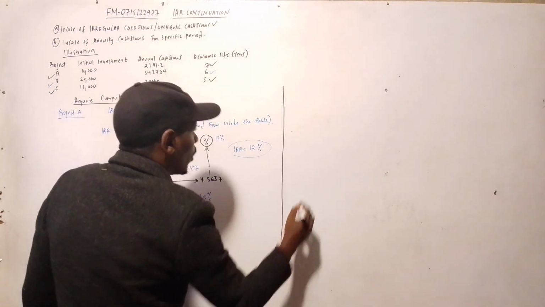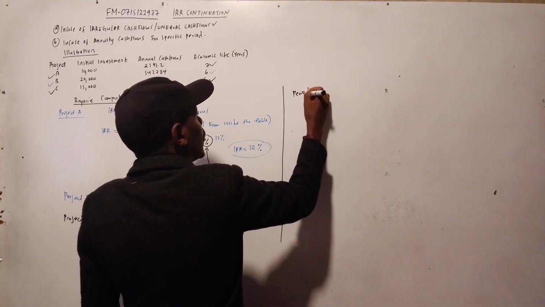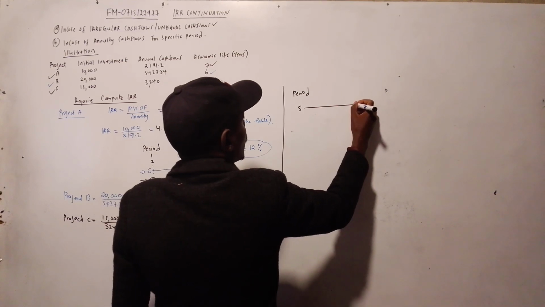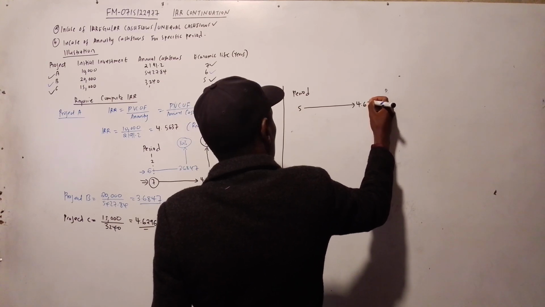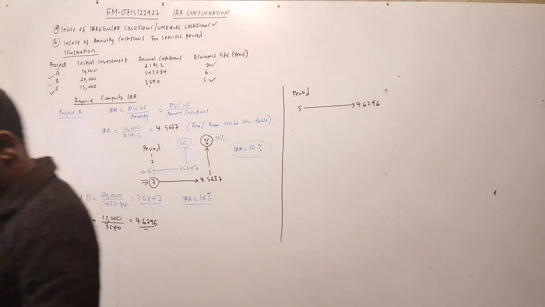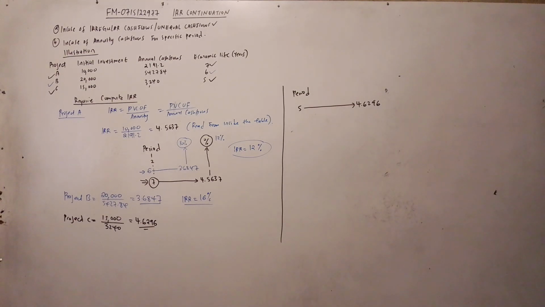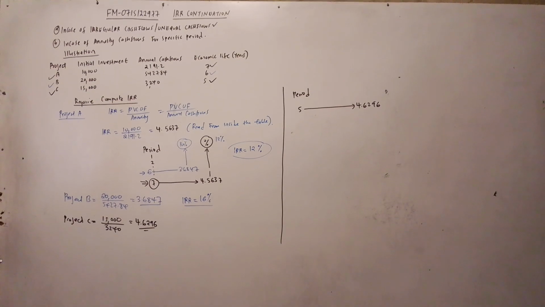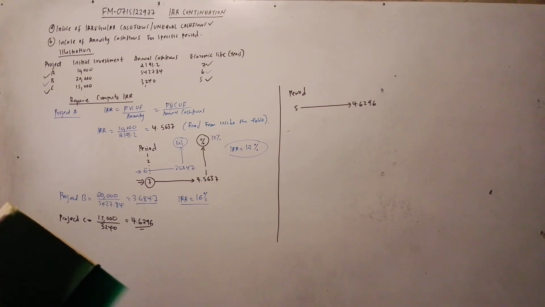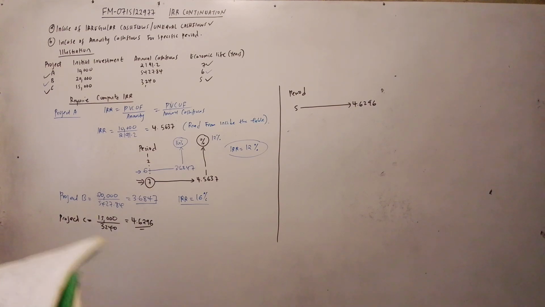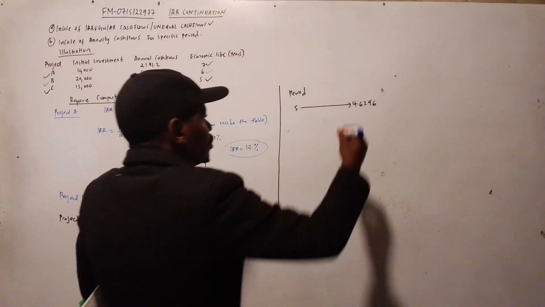Unaangalia. So tunaenda kwa period 5, then you try to locate 4.6. So let us continue. So we move on. So to get the value, so you locate this figure from the table.